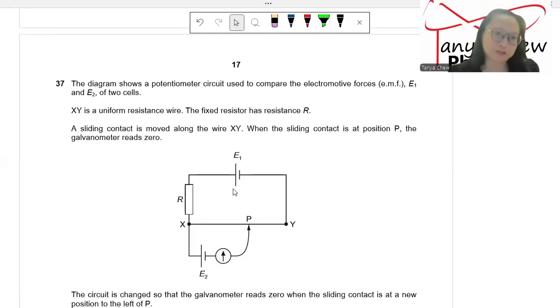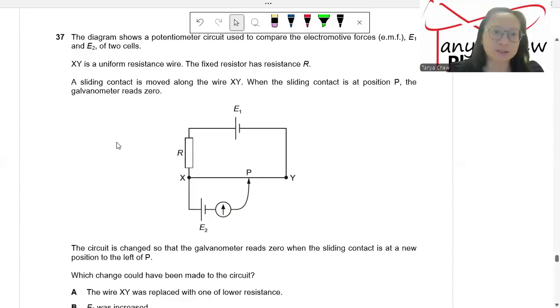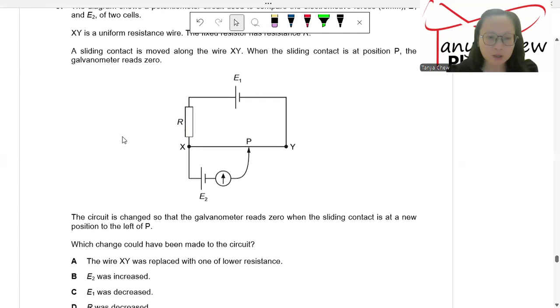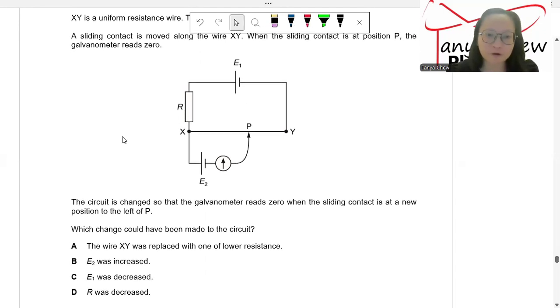and E2 of two cells. XY is a uniform resistance wire. The fixed resistor has resistance R. The sliding contact is moved along the wire XY. When the sliding contact is at position P, the galvanometer reads 0. The circuit is changed so that the galvanometer reads 0 when the sliding contact is at a new position to the left of P, maybe somewhere here. Which change could have been made to the circuit?